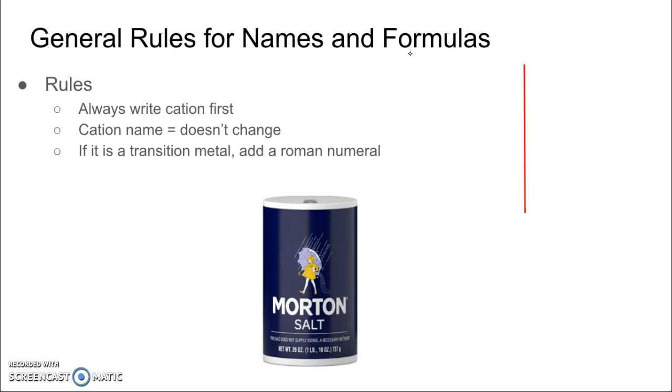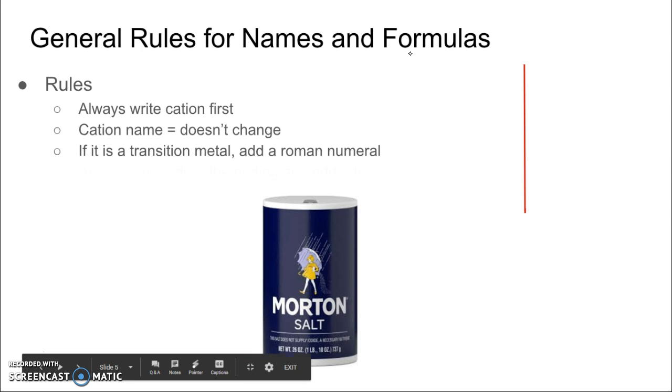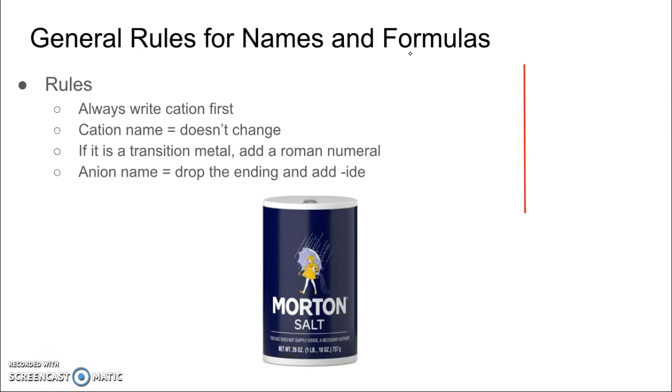Another one is if it's a transition metal, add a Roman numeral. And then the final general rule is that the anion name, so whatever's the nonmetal, you are going to drop the ending and add "ide" to the end.